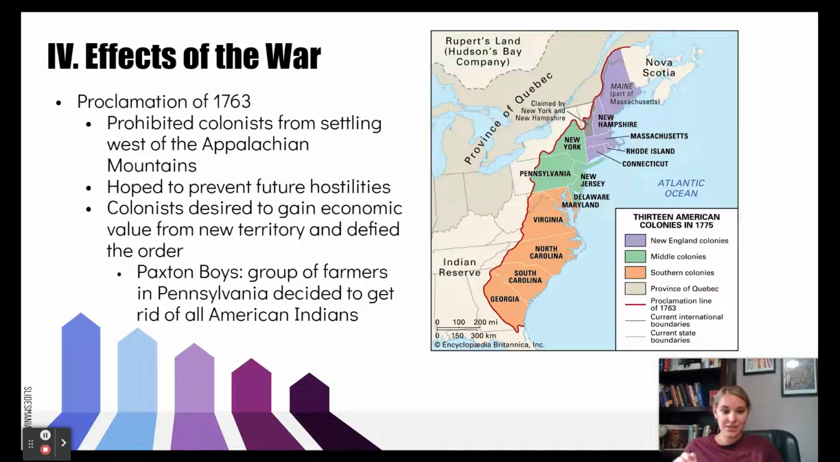And one group in particular was called the Paxton Boys. This is a white supremacist group that perpetuated racial violence against American Indians. They decided that the best way to solve the issue was actually to get rid of all Native Americans. And so they launched attacks on Americans in the area and brutally murdered them.